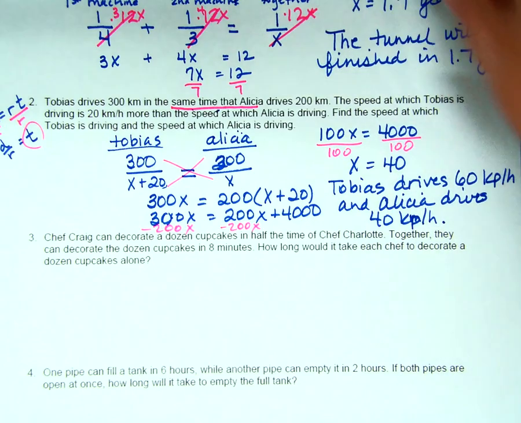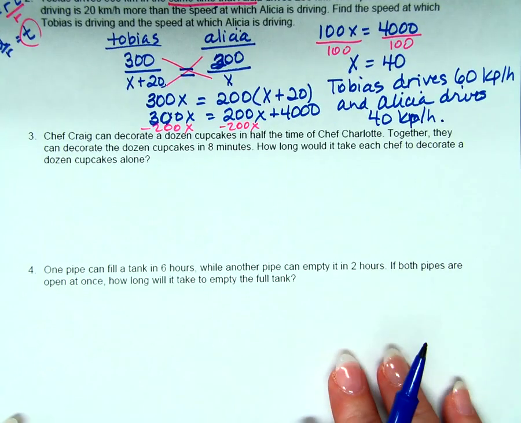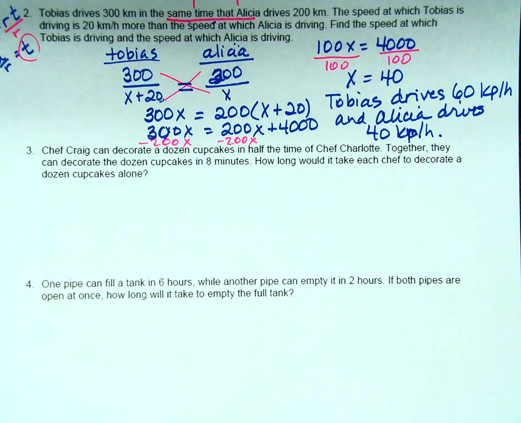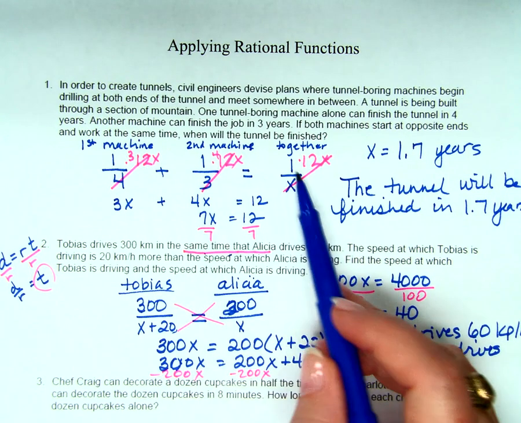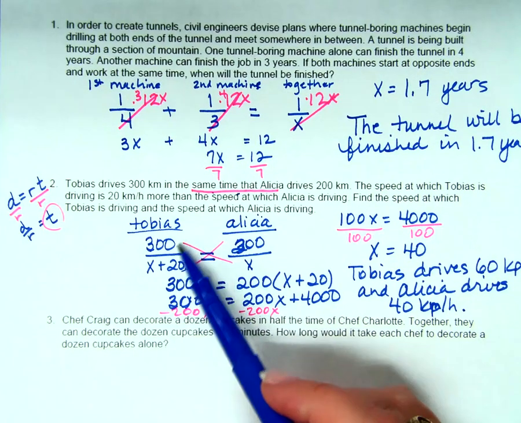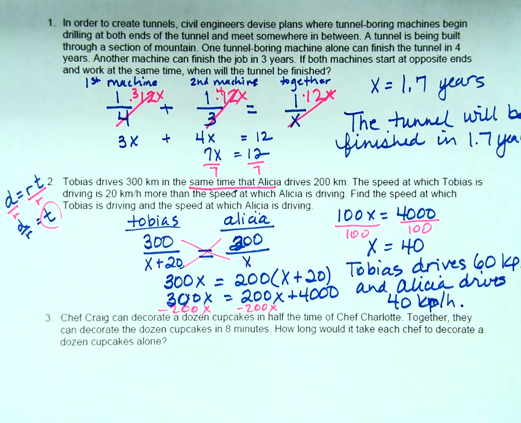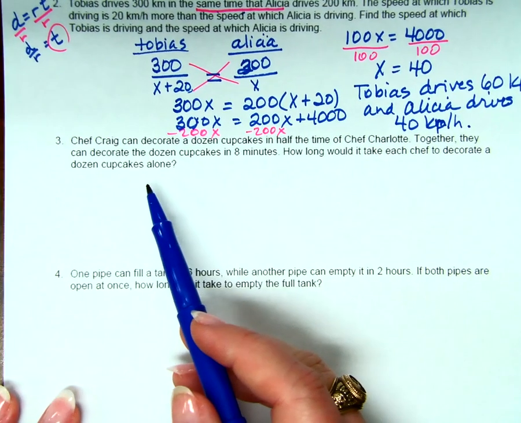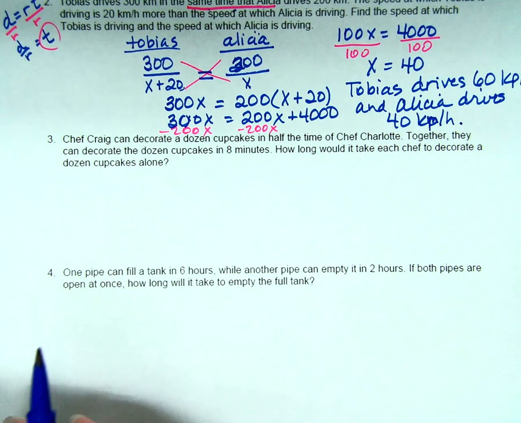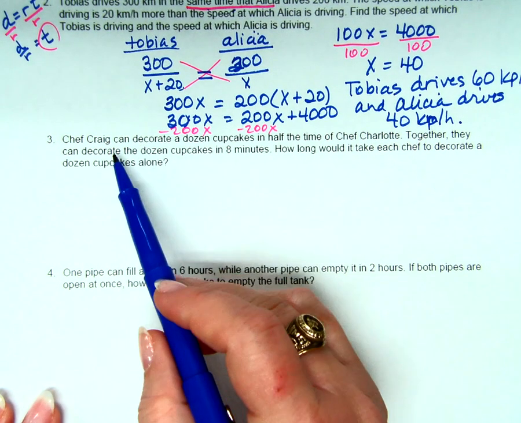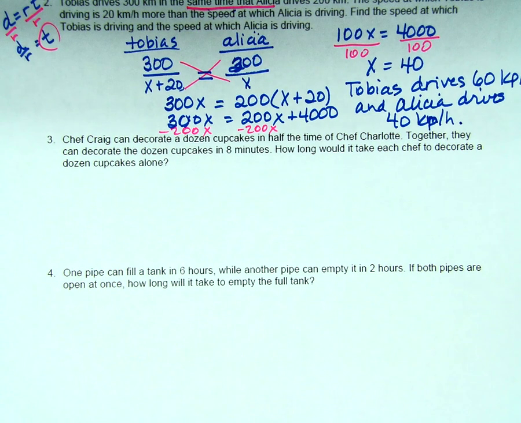Chef Craig can decorate a dozen cupcakes in half the time as Chef Charlotte. Together, they can decorate the dozen cupcakes in 8 minutes. How long would it take each chef to decorate a dozen cupcakes alone? So do you think this is more like problem two or problem one? In problem one, we had a fraction plus another fraction, adding them together. In problem two, we had one fraction set equal to another fraction. It's going to be more like problem number one, because Chef Charlotte and Chef Craig are going to work together, so I have to add their stuff together to get a total.